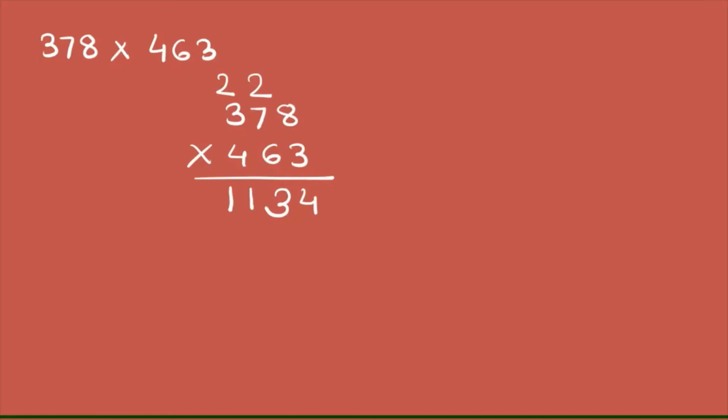Now we are done with this 3. We move to 6, which has value of 60. So we give 0 here, which represents 60. Before that, I will clean up this one so you will not get confused.